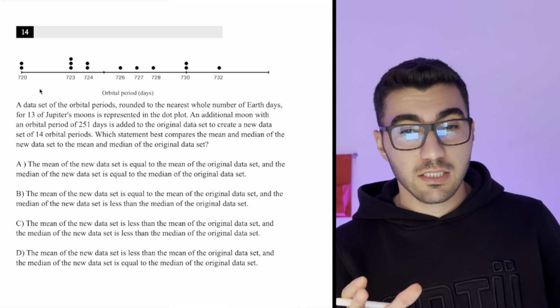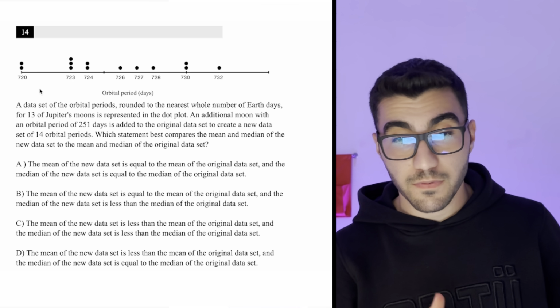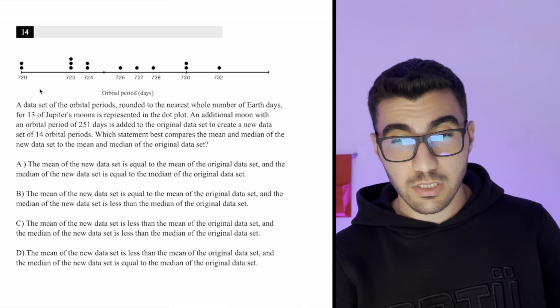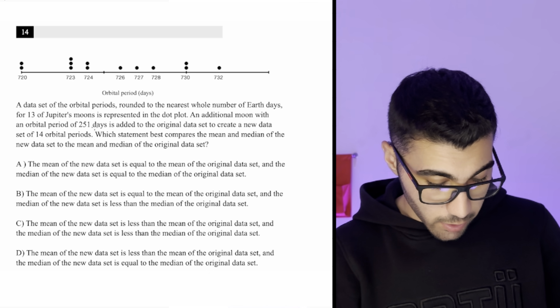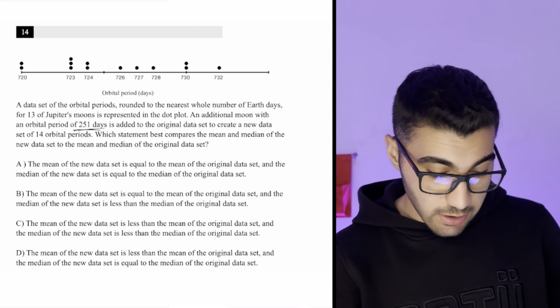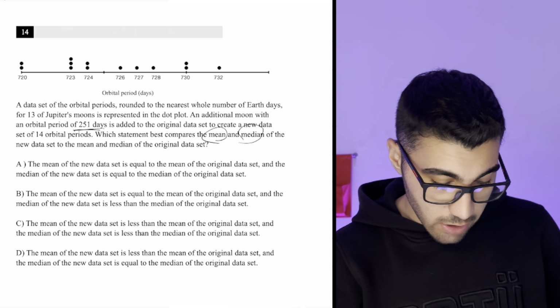Alright, a data set of the orbital periods, rounded to the nearest whole number of Earth days, of 13 of Jupiter's moons is represented in here. An additional moon with an orbital period of 251 days is added to the original data set. Which statement best compares the mean and the median of the new data set?